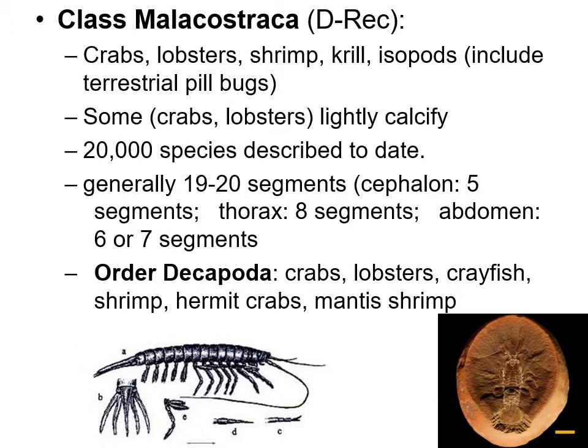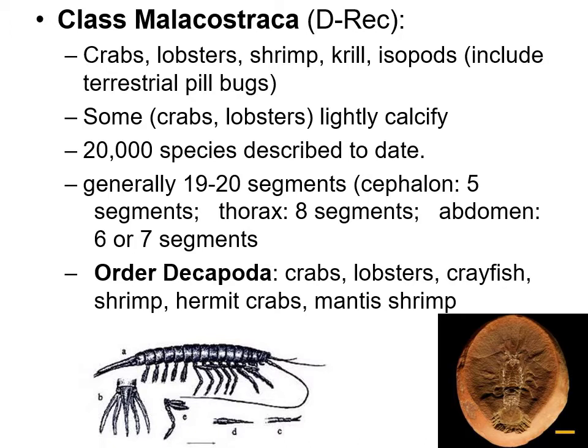Another class of crustacean would be Malacostraca. These are from the Devonian to today. Malacostracans include what I call our tasty arthropods, so our crabs, lobsters, shrimp, but it also includes things like isopods, so terrestrial pill bugs, little roly-poles, so to speak, and also krill, which are very, very small and mostly eaten by baleen whales. Some crabs and lobsters will lightly calcify their shells, but this usually happens more in the Cretaceous.